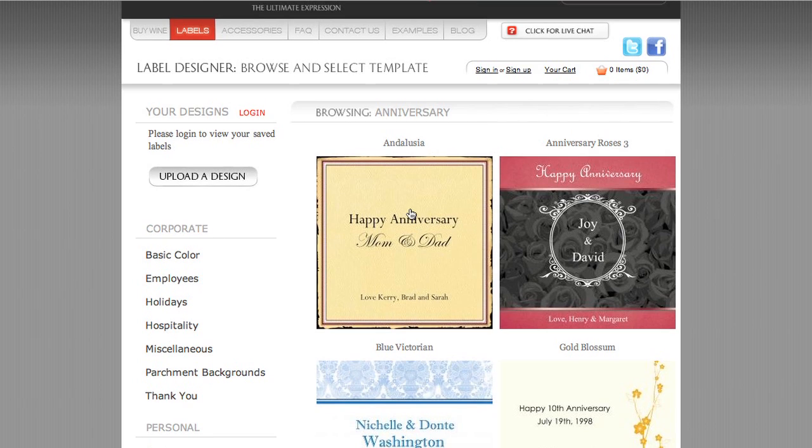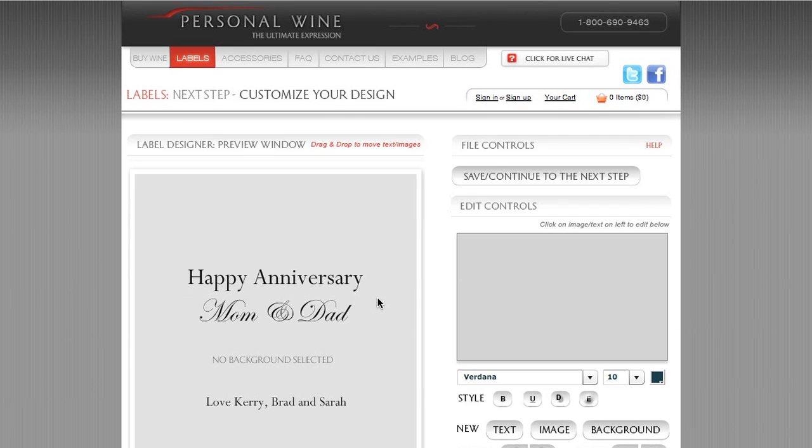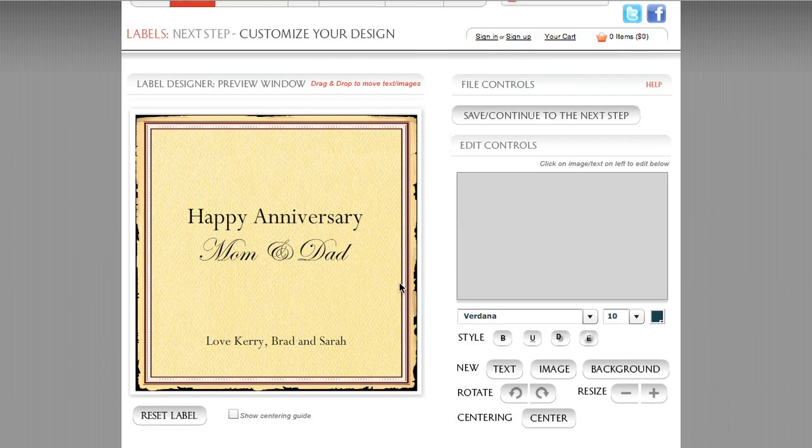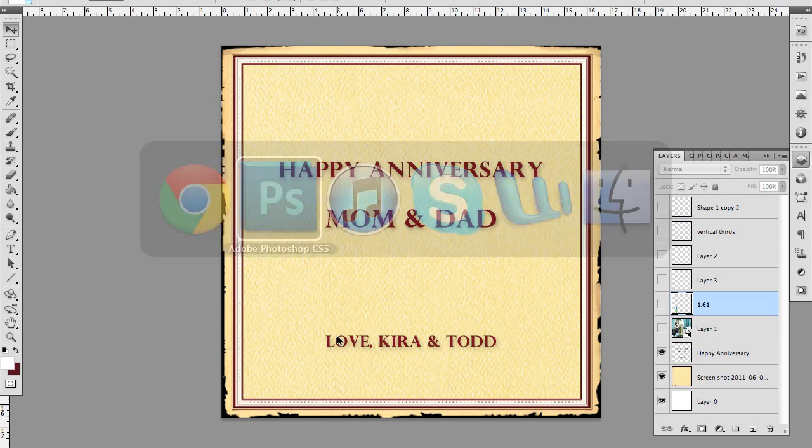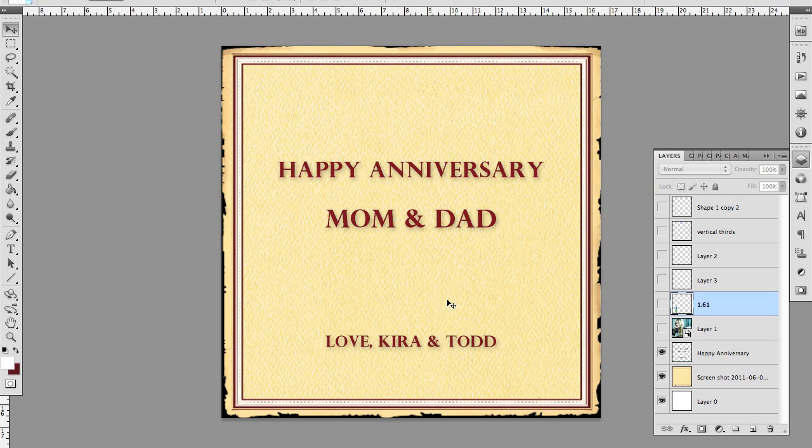Okay, so when we go back to the label designer, I did want to point out that unfortunately in this version of the label designer we did not create that rule of thirds, nor that golden ratio set of guides for you. The guides that exist are useful for centering more than anything else, but they're in a 4-square grid pattern. They're not in thirds. However, you can use your own eyes, and as you can see, this Happy Anniversary, Mom and Dad, Love, Carrie, Brad, and Sarah, is very similar to what I laid out for you a second ago, only when I used my mind's eye, that's where I came up with my golden ratio for the dividing and placement of Love, Kira, and Todd.